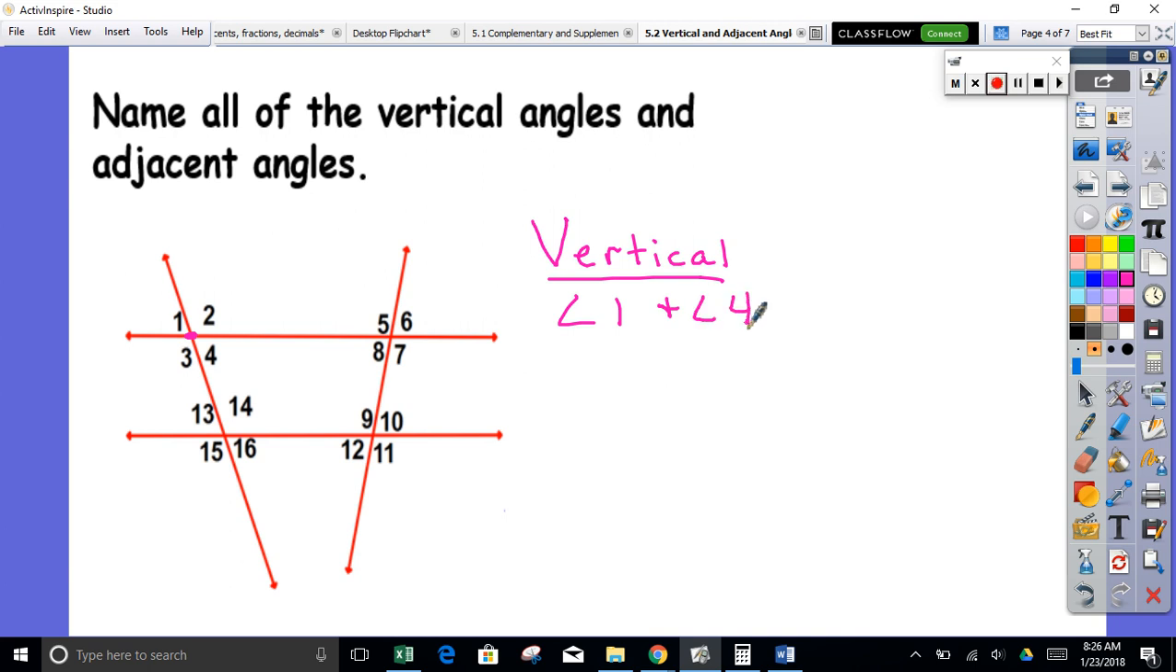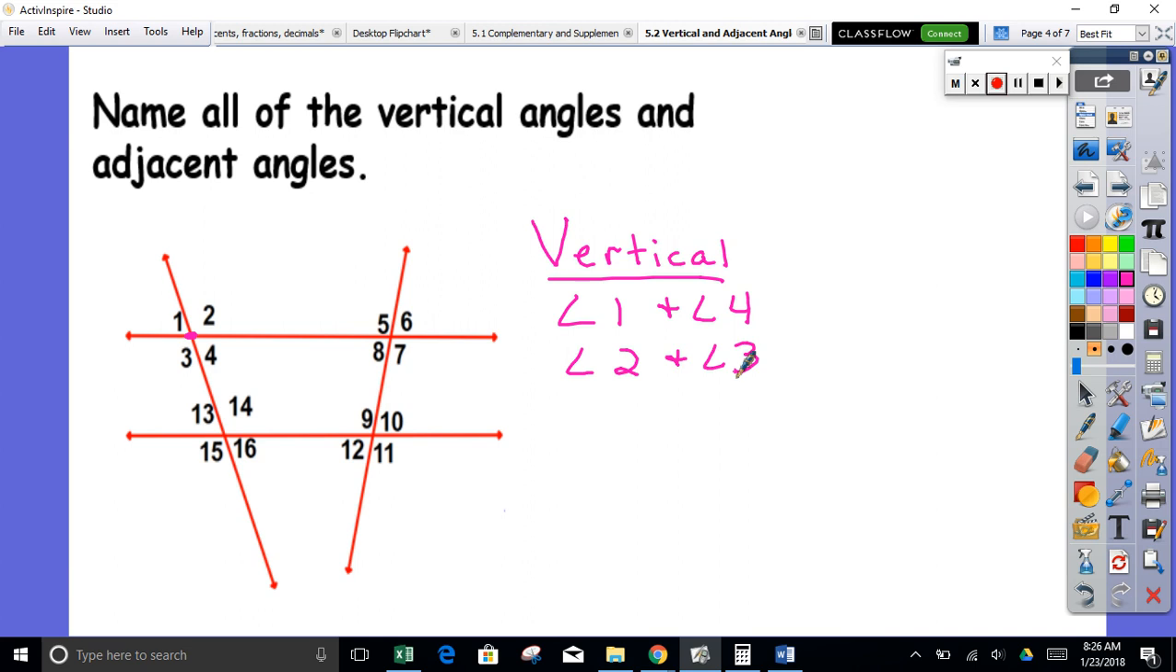McKenna, what's another pair of vertical angles? Angles 2 and 3. Yes, 2 and 3 in that same circular section there, angles 2 and 3. Jimmy, what's another pair of vertical angles? No, 5 and 6 share a side, so they're not vertical. Vertical angles share a vertex, but not a side.